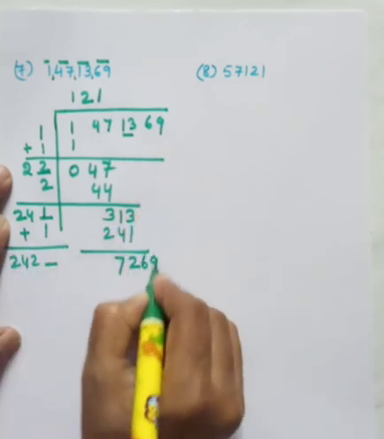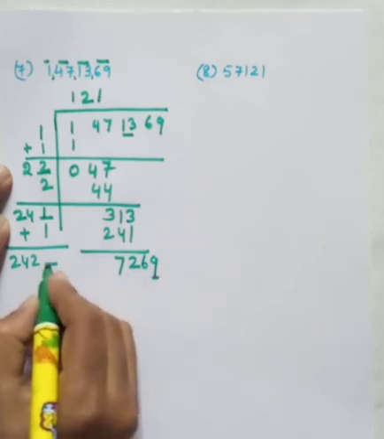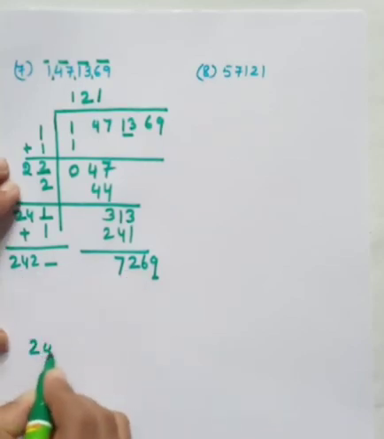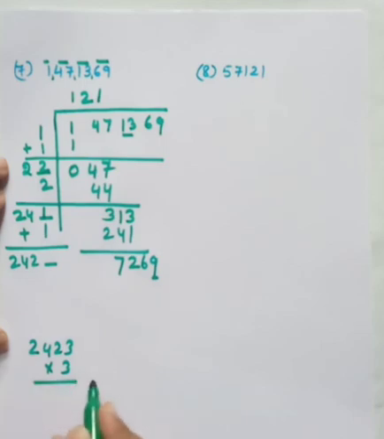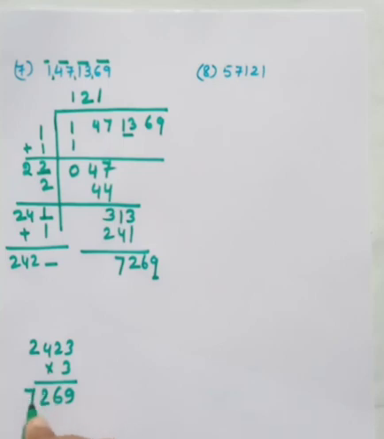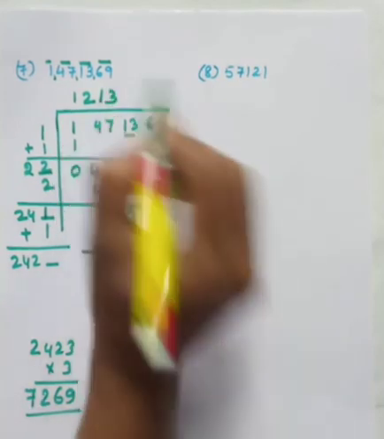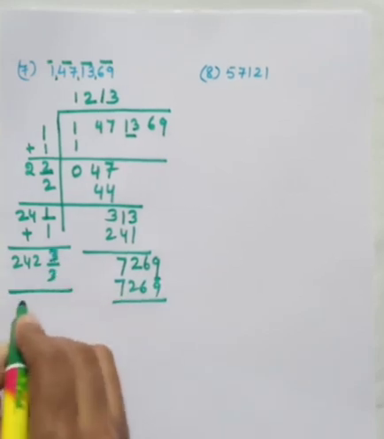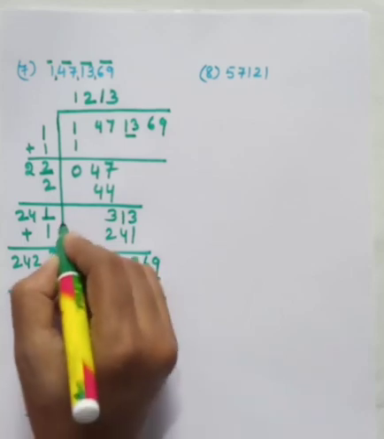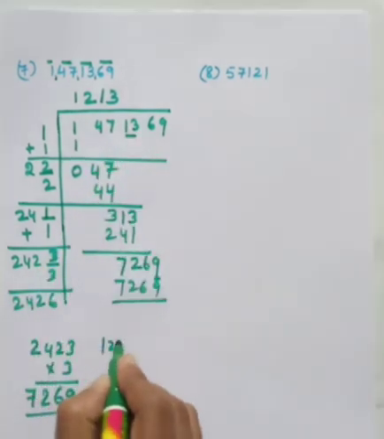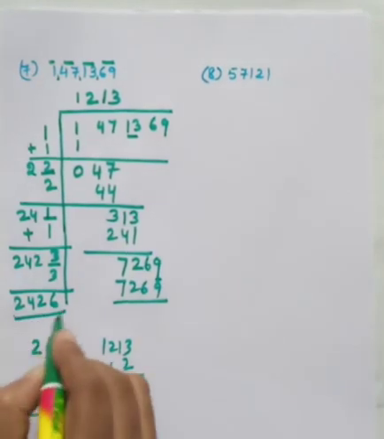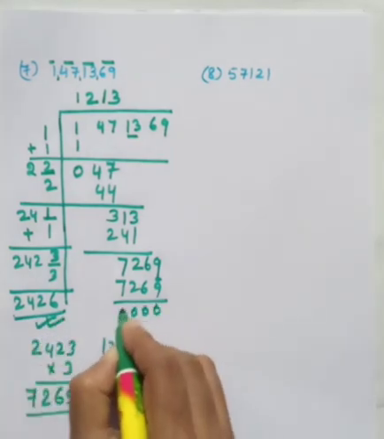Now bring down 69. See here 9, that means either 3 3s are or 7 7s are. Since 242 3s are 726, so let us go for 2423 into 3. How much is it coming? Let us see. 3 3s are 9, 3 2s are 6, 3 4s are 12, 1 carried, 3 2s are 6 and 1 is 7. So we have 7269 and here 3 plus 3 is 6, so 2426. See, 1213 multiplied by 2 will be how much? 2 3s are 6, 2 1s are 2, 2 2s are 4, 2 1s are 2. See, 2426. So we are correct. Here the remainder is 0.